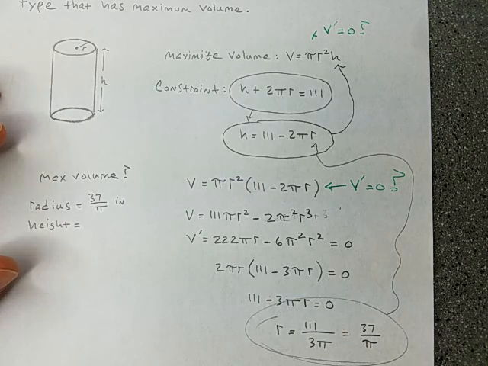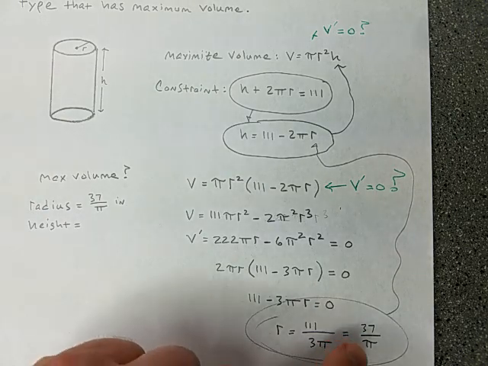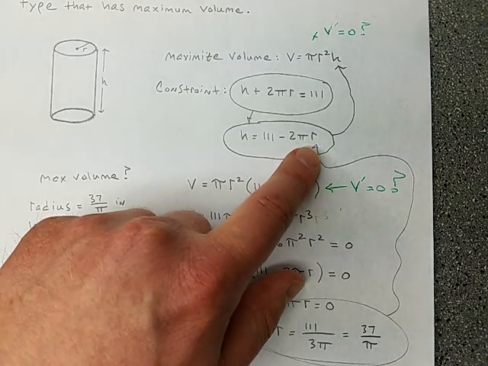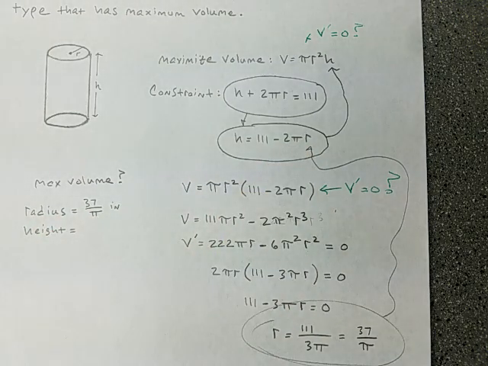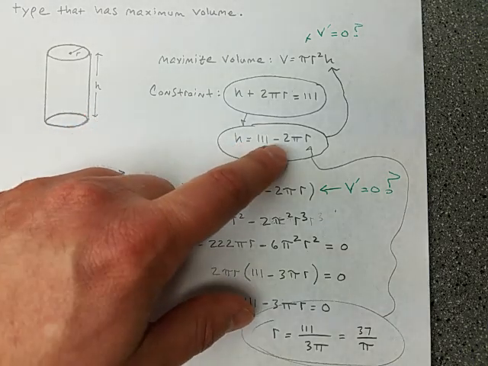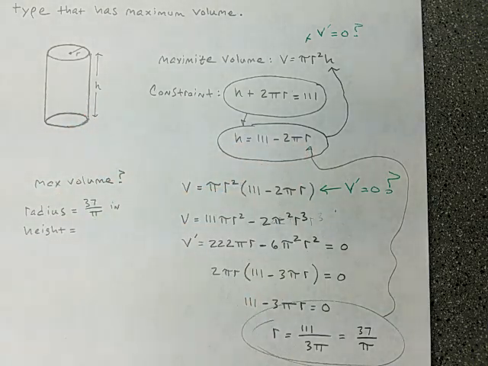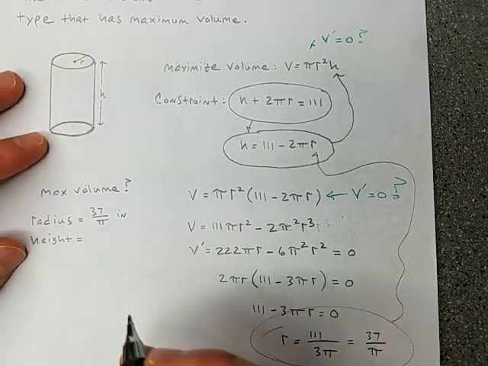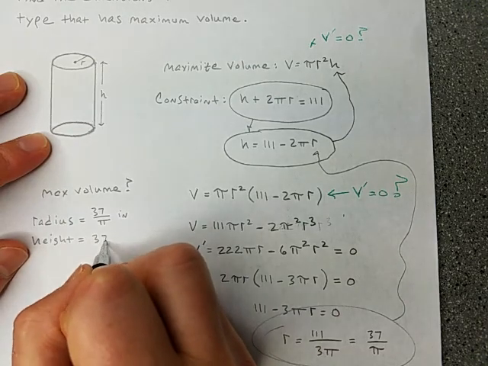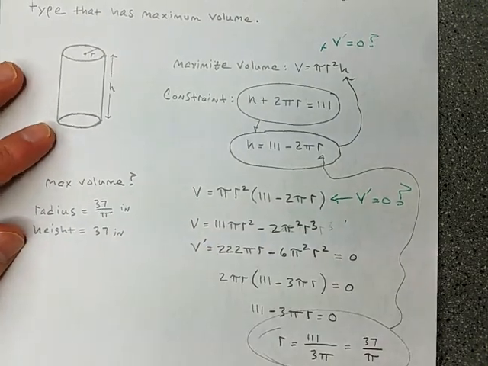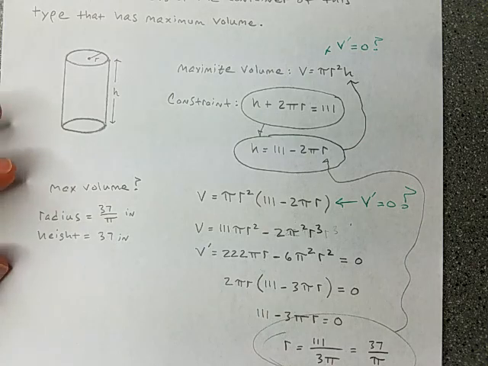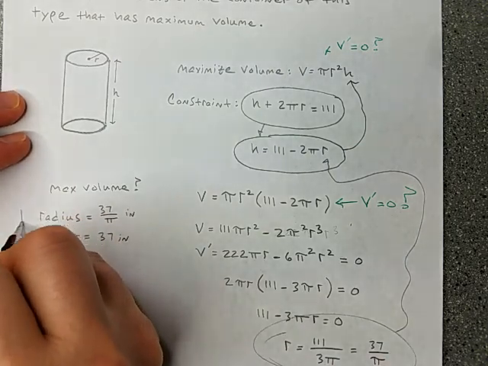So anyway, let's do the math on that. If I put 37 over pi in there for r, the pi's will cancel. So I get 111 minus, so let's see, 2 times 37. So I'll get 37. Okay, so the height needs to be 37 inches. And then there's our dimensions to give the maximum volume.